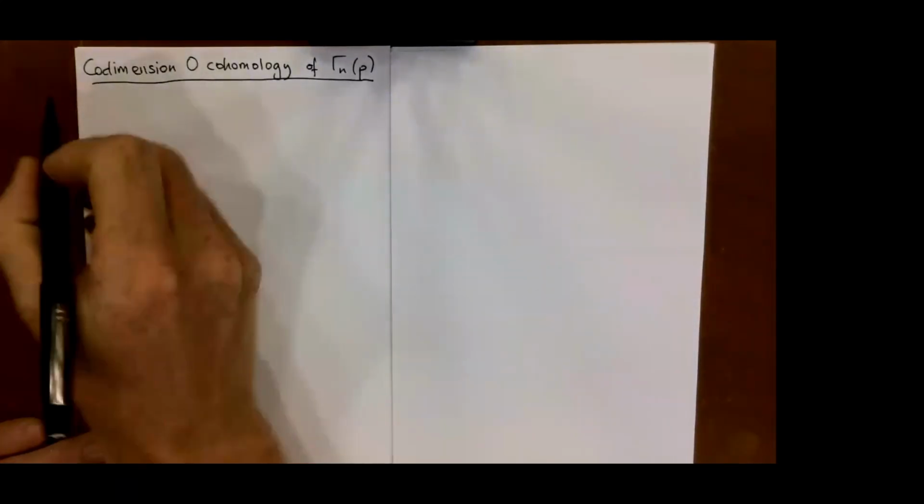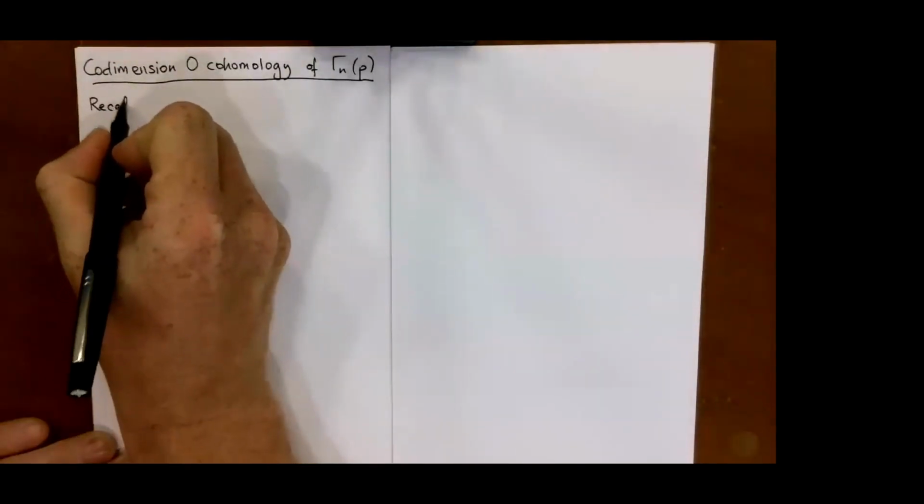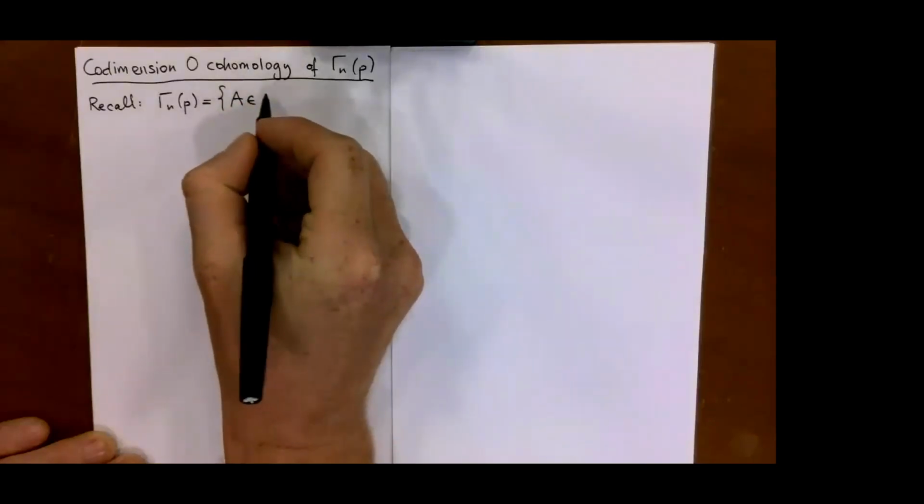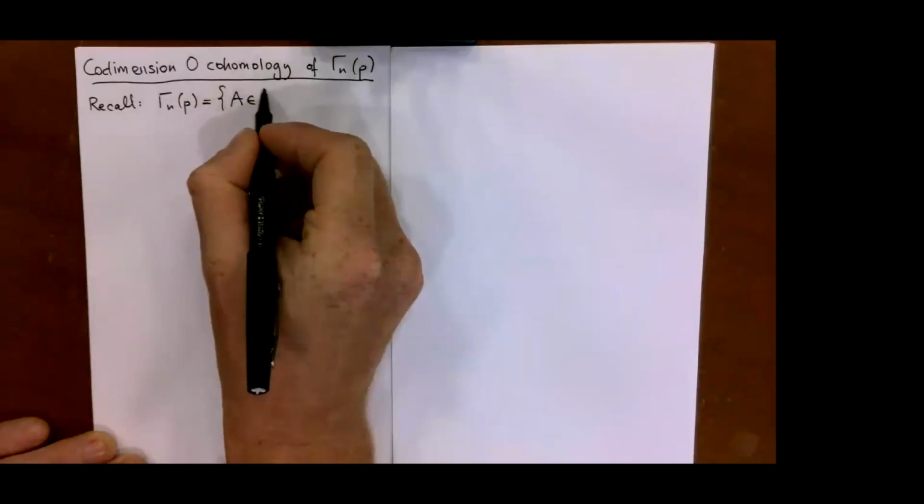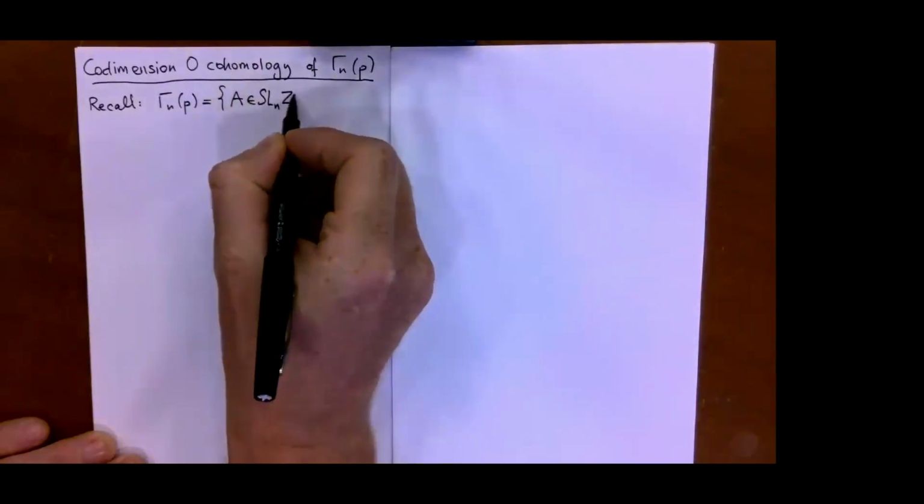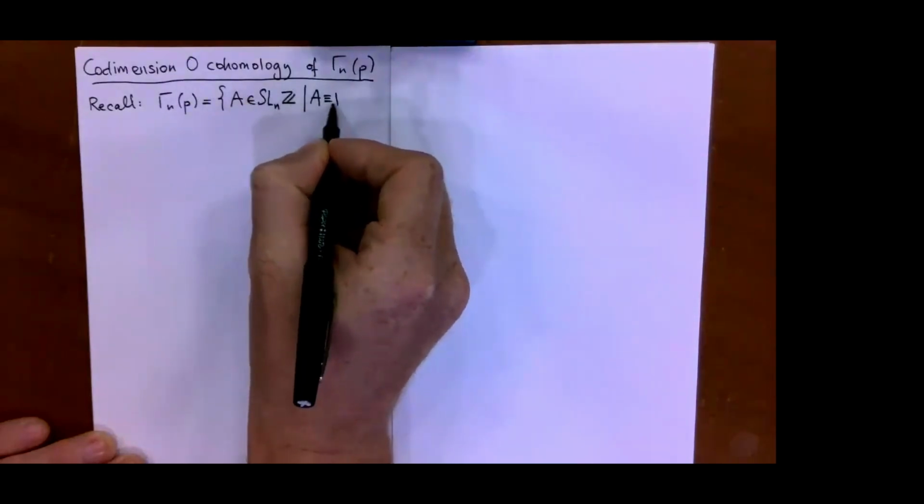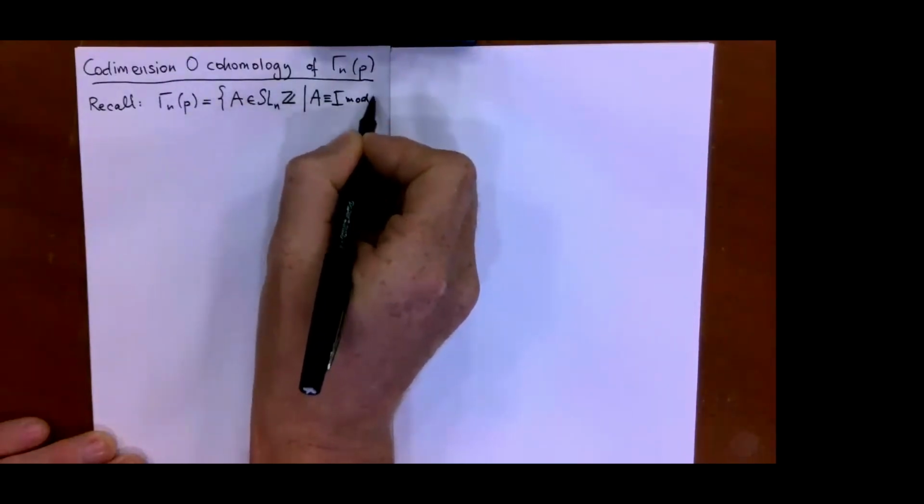Okay, so this is the final lecture in which we want to really dive into a topic, and the topic of this lecture is codimension 0 cohomology of Gamma_n(p). So maybe let's quickly recall Gamma_n(p). That's the principal congruence subgroup. So it's all of those matrices A in SL_n(Z) such that A is congruent to the identity matrix mod p.